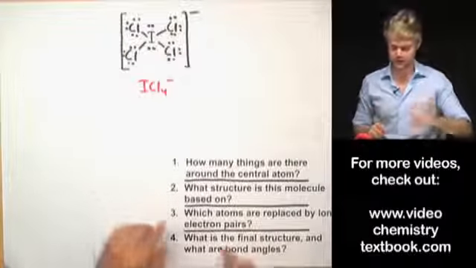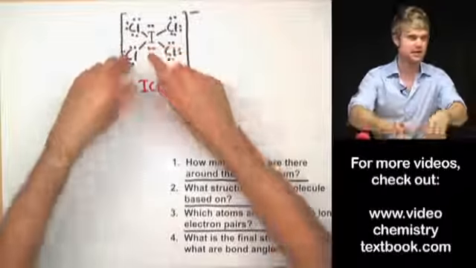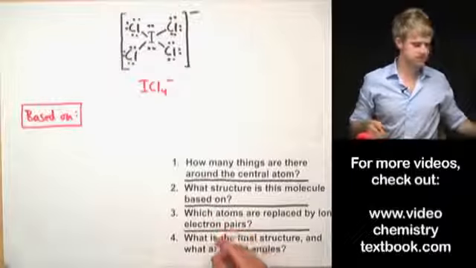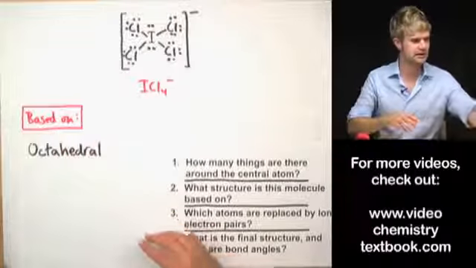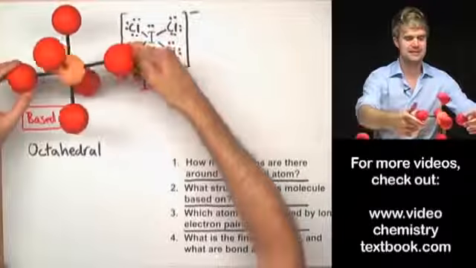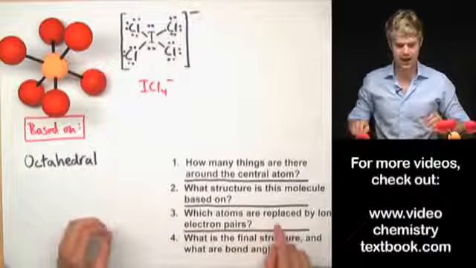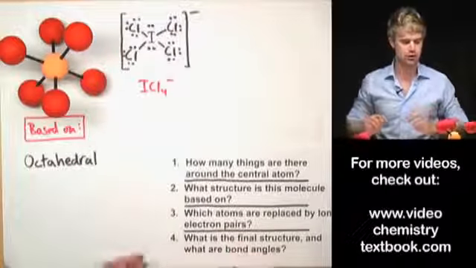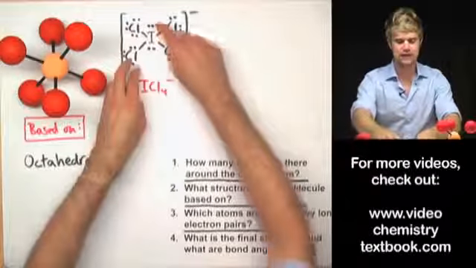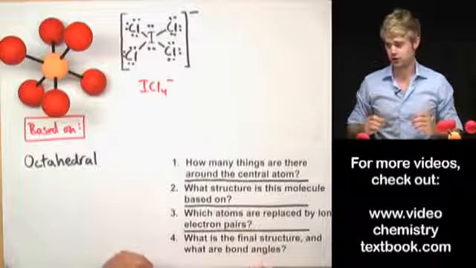Okay, anyway, first thing we ask, how many things are there around the central atom? 1, 2, 3, 4, 5, 6. 6 total things. So, what structure is this going to be based on? It's going to be based on the octahedral shape, which looks like this, which normally has 6 atoms around a central atom. Okay, number 3, which atoms are going to be replaced by lone electron pairs? Octahedral has 6 atoms, but ICl4- here has 2 of them replaced by lone electron pairs.